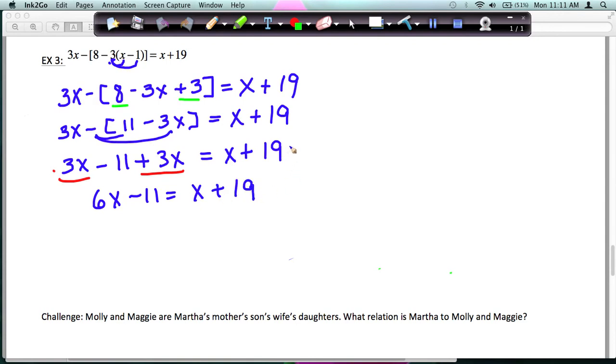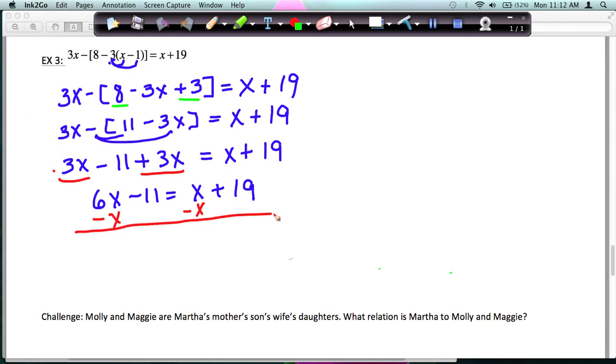Okay, so now I need to combine some like terms, so I'm going to start with my variable terms. I have a 6x and an x, and I usually move the smaller variable over so I don't have to deal with the negative sign. So this is the smaller variable, the 1x, and so I want to move that over. So I'm going to subtract this 1x from both sides of the equal sign.